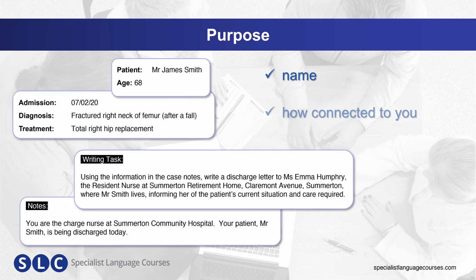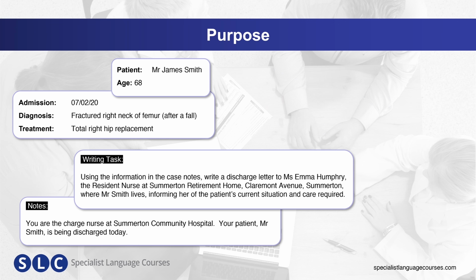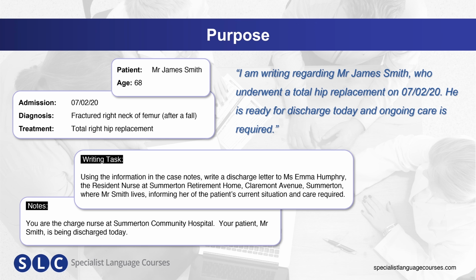To make the purpose immediately clear, you should explain in the first paragraph the patient's name, how they're connected to you, and the reason for writing. So for this case, you can write something like, I am writing regarding Mr. James Smith, who underwent a total hip replacement on the 7th of February. He is ready for discharge today and ongoing care is required. So in this example, the first paragraph immediately informs the reader of the patient's name, what happened to him and when, what is happening now, discharge, and what needs to happen next, ongoing care.